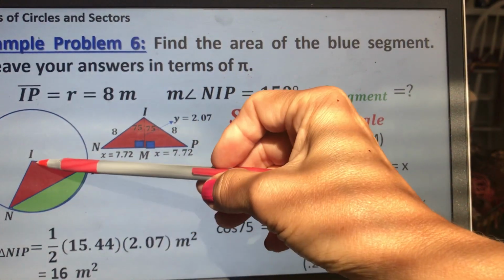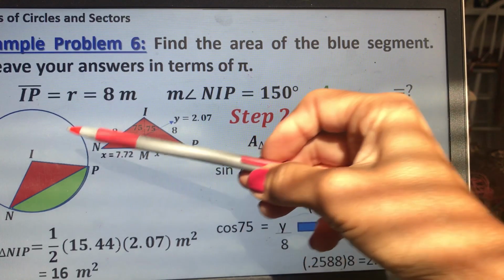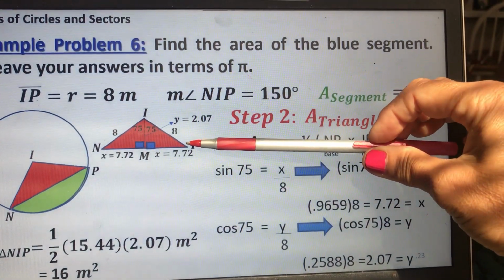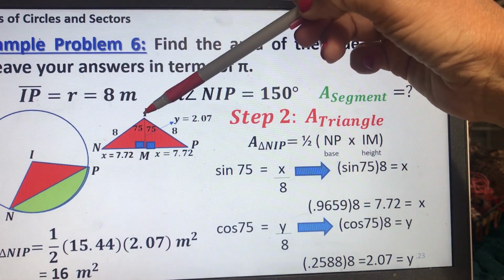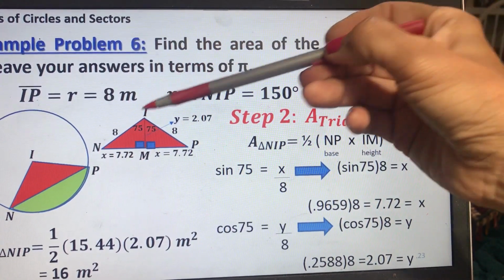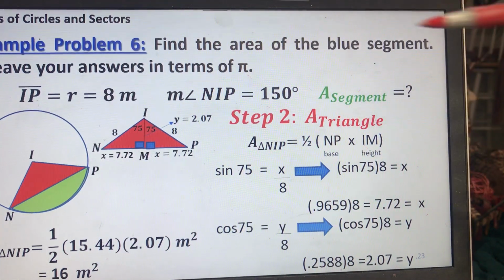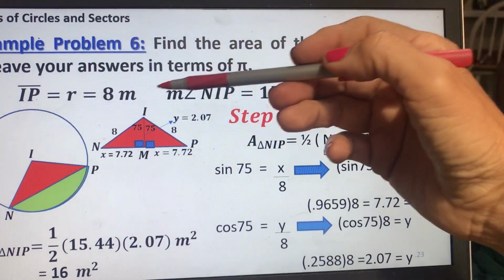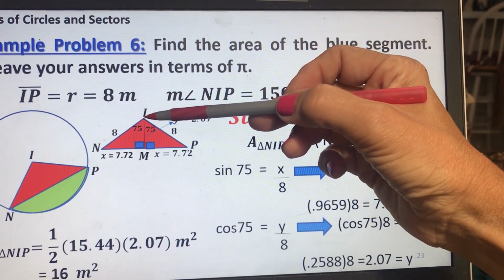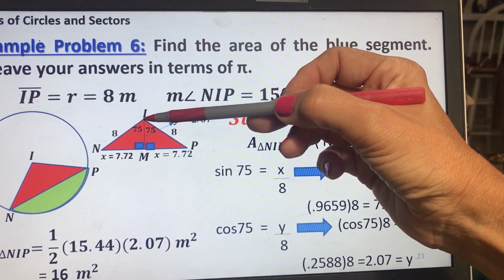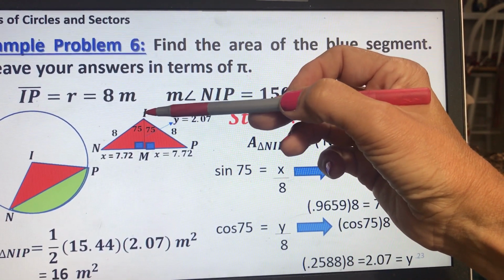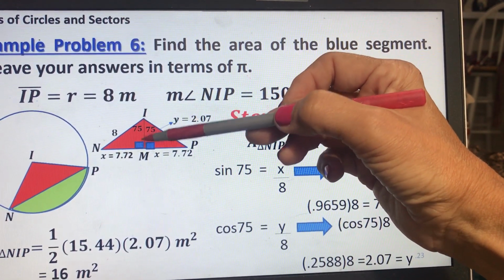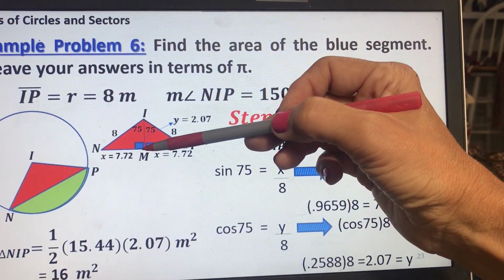So we're going to extract this red isosceles triangle and position it right here. Notice that the distance from I to P and the distance from I to N is the same. They're the radii. They measure 8 and they measure 8. So since point I represents the center of the circle, we're going to throw a perpendicular bisector beginning at point I and ending here at point M.